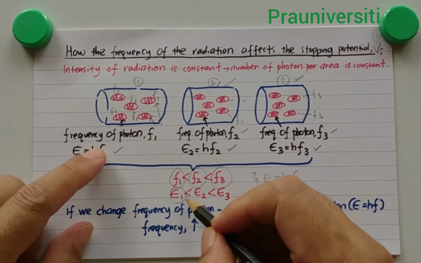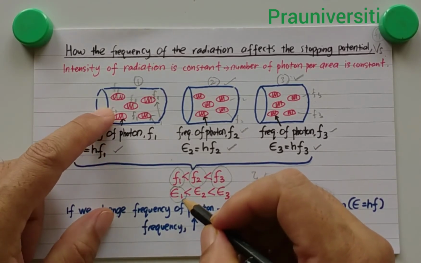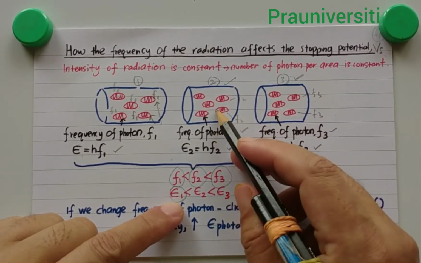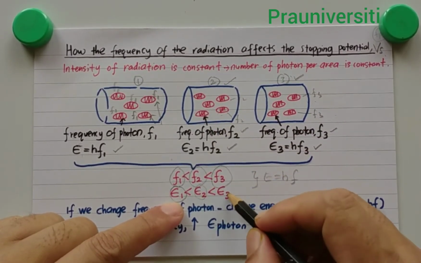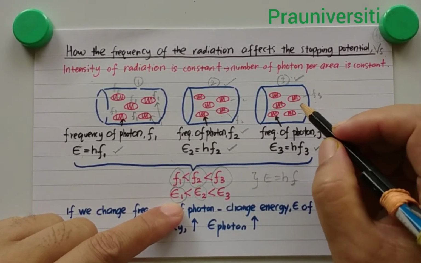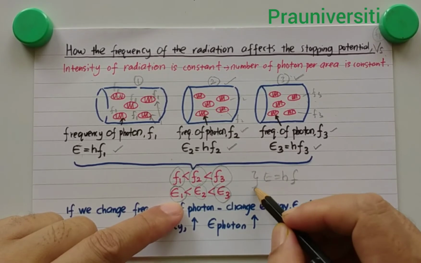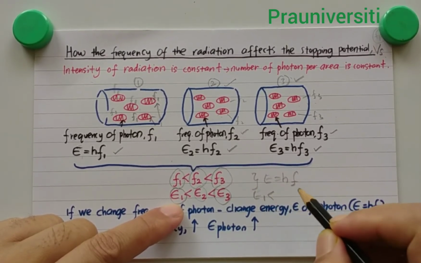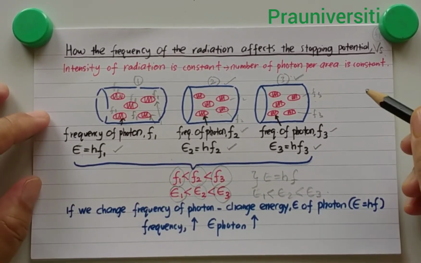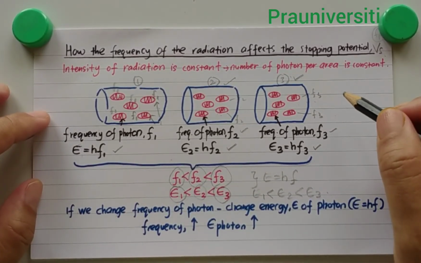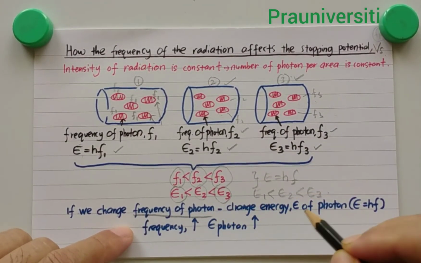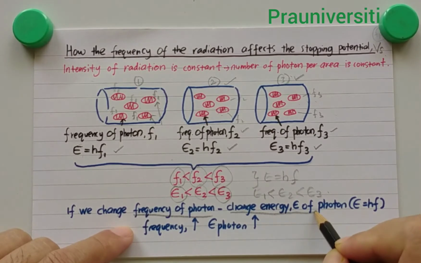we can get the energy of each photon: E1 refers to diagram number 1, E2 is the energy of the photon for diagram number 2, and E3 is the energy of each photon for diagram number 3. In this case, E1 is less than E2, and E2 is less than E3.